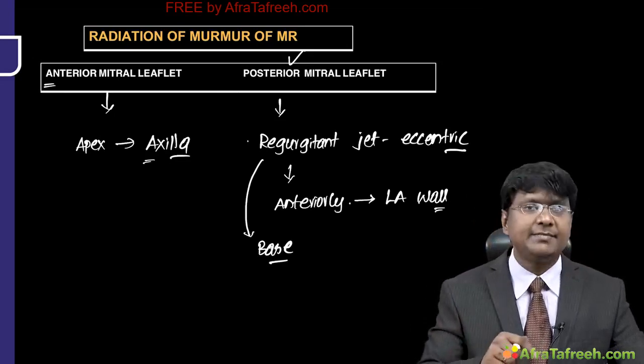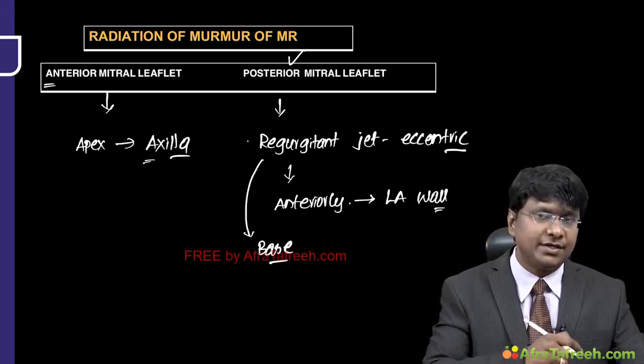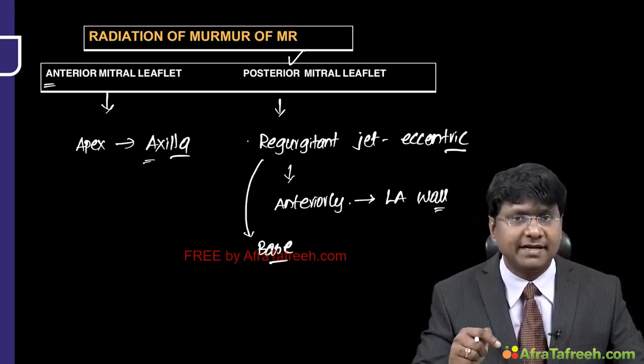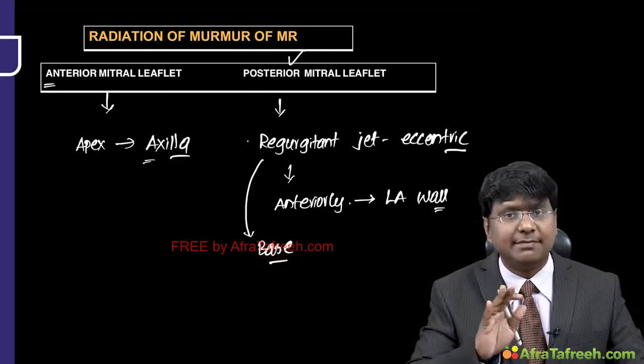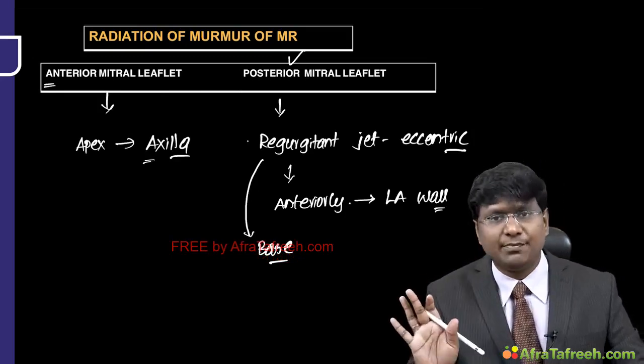Whereas in anterior mitral leaflet abnormality, the murmur is radiating to the axilla. Whereas in posterior mitral leaflet abnormality, the murmur is radiating or transmitting to the base of the heart. Okay, so that is a very, very important point.